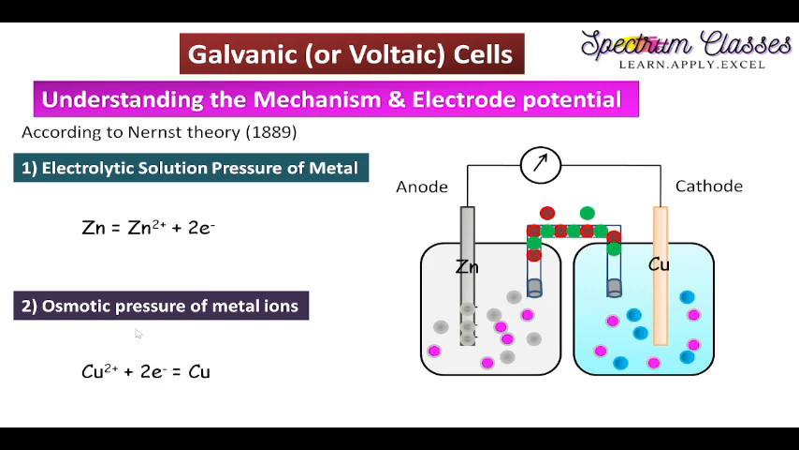And because of the osmotic pressure of the metal ions which are present in the electrolytic solution, they take up electrons from the metal rod and convert them into atoms, right? And out of these, whichever pressure is the dominating pressure, that kind of reaction occurs over that metal rod and the electrolyte solution. So first understand this mechanism, right?